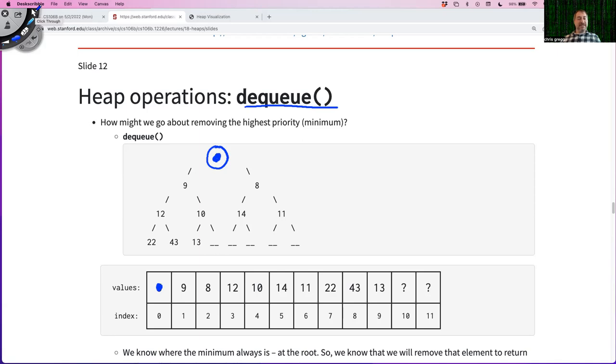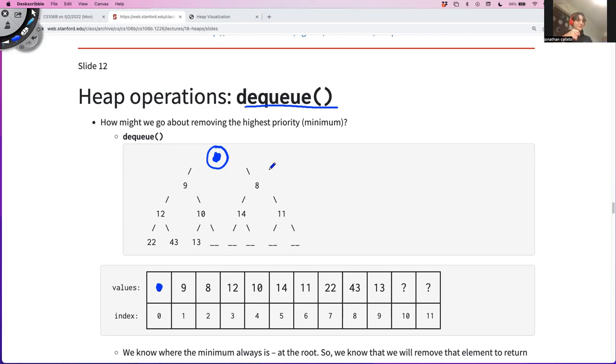Does anyone have any ideas what their little algorithm is going to be for trying to rearrange this heap? You can put it in the chat, or Jonathan, what do you think? I was thinking maybe comparing the two children of the element, and the one with the highest priority has to go up to be the parent.